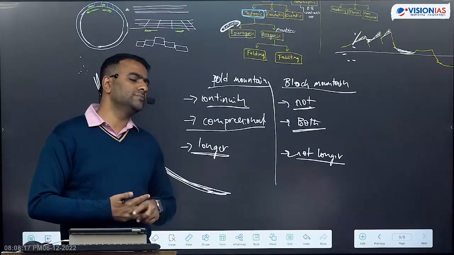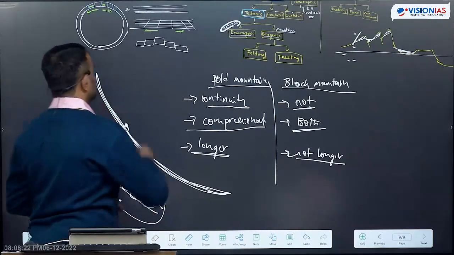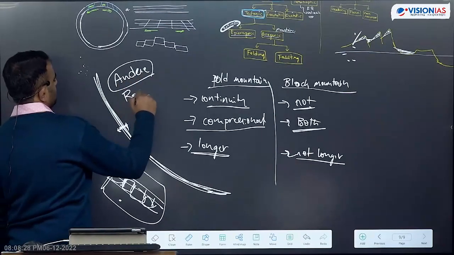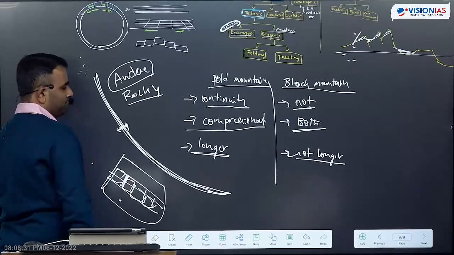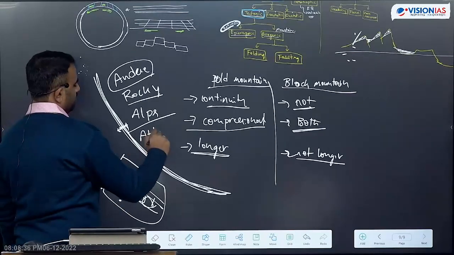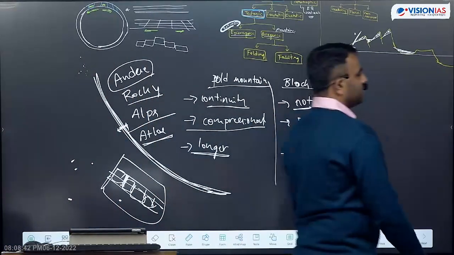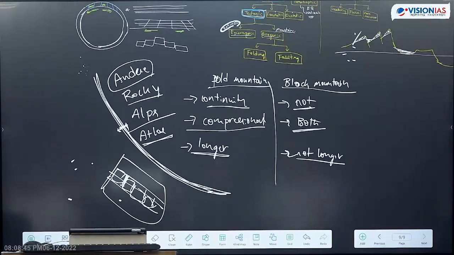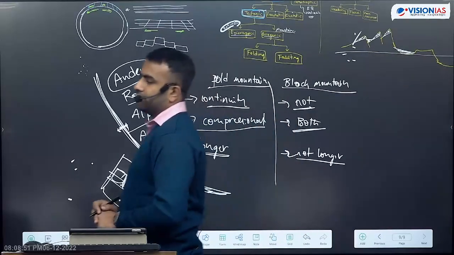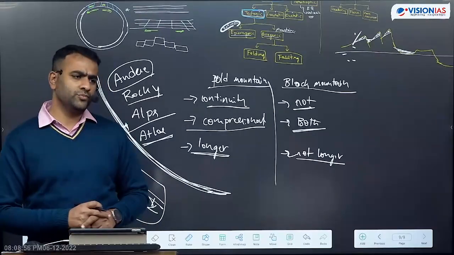Examples of fold mountains: Himalayas, Andes, Rocky Mountains, Alps, Atlas Mountains. Okay, go back and mark all of them. Himalayas are also fold mountains only. Aravalli is also fold mountains. They are very, very old fold mountains, fold mountains from a very old time.